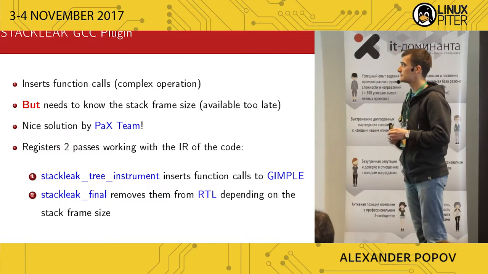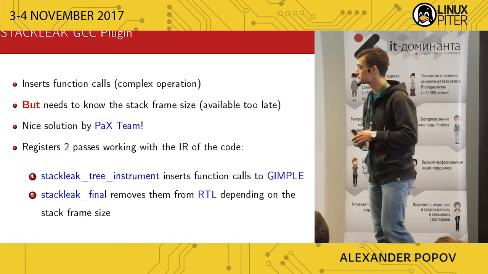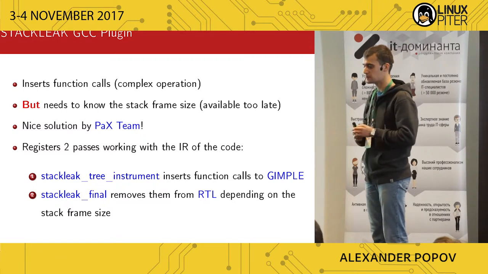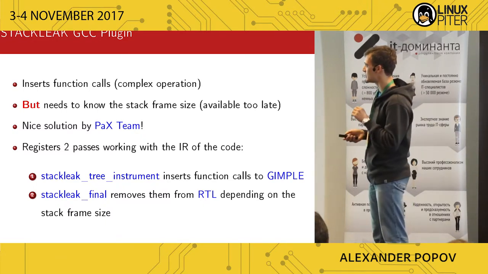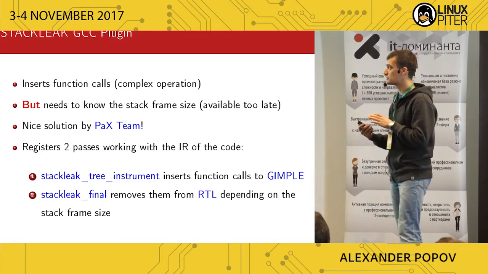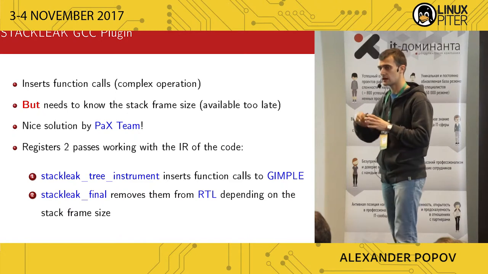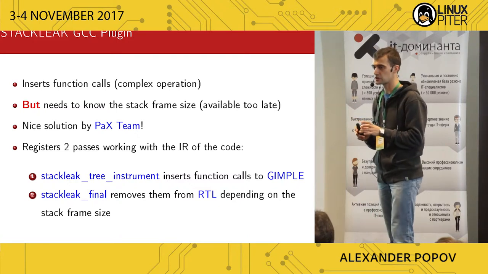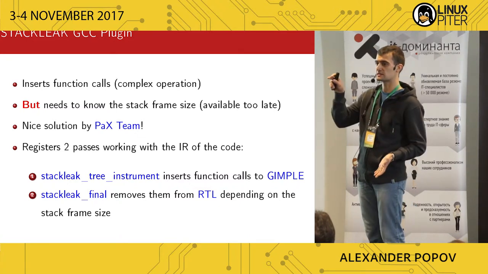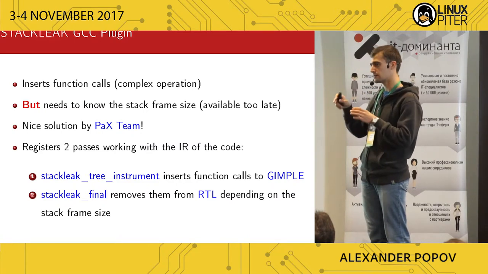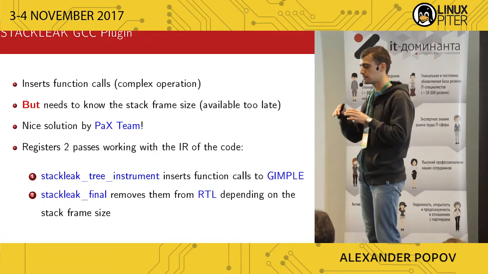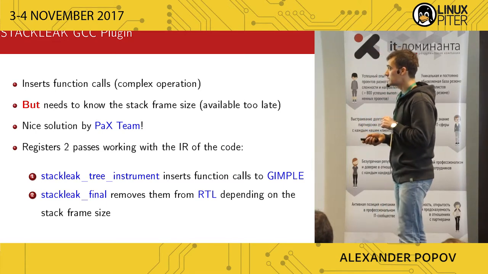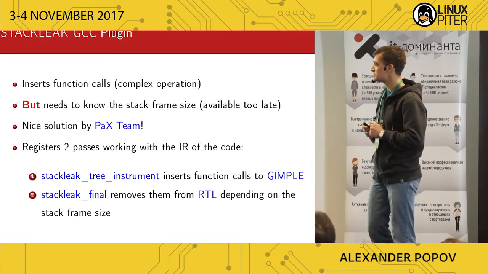Particularly, the StackLeak plugin registers two passes, because our goal is quite strange. We need to insert function calls, which is a complex operation. But at the same time, we need to insert function calls only into the functions with a big stack frame. And this information is available only at the final part of the compilation, when we have the assembler code. So that's why the StackLeak GCC plugin registers two passes.